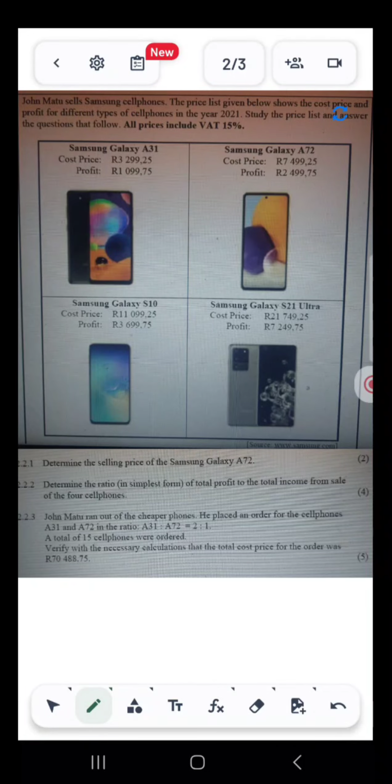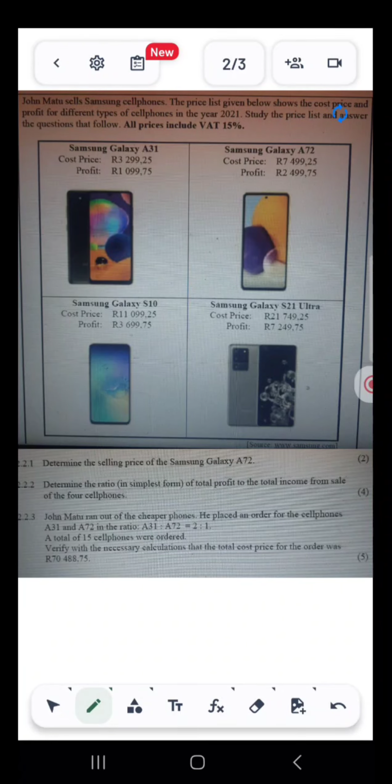Okay. Now, maths lit, we don't have a choice. Read all the instructions, number the questions correctly. Don't forget to be a true Sankofa. And then let's study the diagram. John Matu sells Samsung cell phones. The price list given below shows the cost price and profit for the different types of cell phones in the year 2021. It shows the cost price, which is the money for the stock, and the profit, which is the money made.